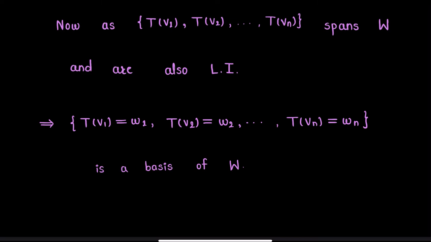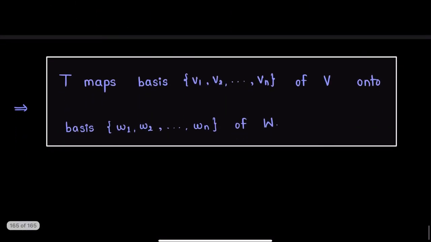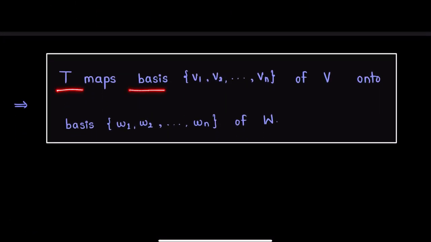Therefore the set TV1, that is W1, TV2 equals W2, up to TVn equals Wn, is a basis of vector space W from the definition of basis, and therefore T maps the basis V1, V2 up to Vn of vector space V onto the basis W1, W2 up to Wn of vector space W, and this proves our result.